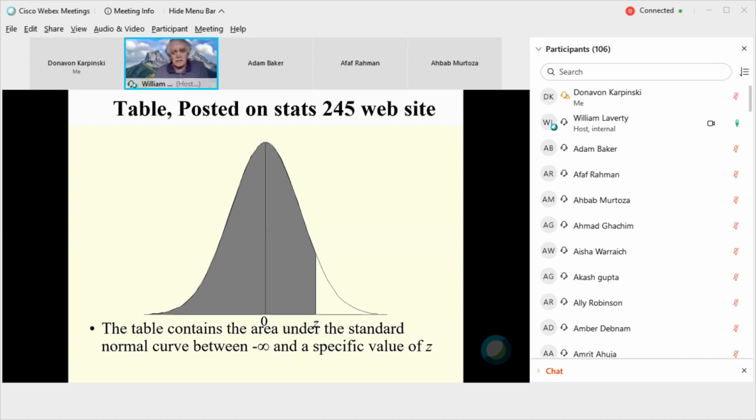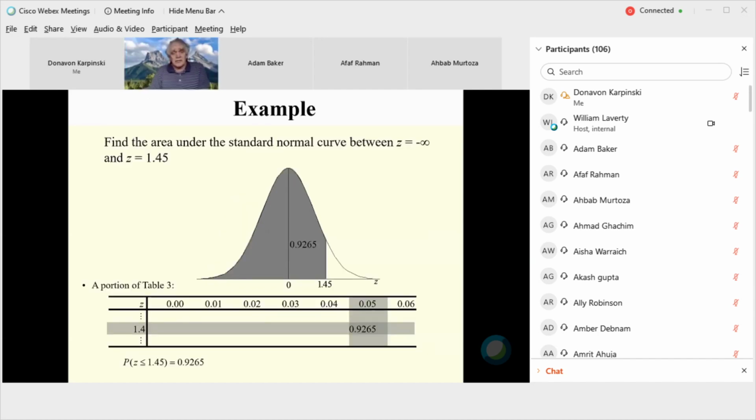The table that's given gives the area from minus infinity up to Z for various values of Z. There's a portion of the table. I want the area between minus infinity and 1.45. That's this shaded area here. If I go into the table, the value of Z is 1.4. The top gives you the third digit. There's the 1.45. Looking down, you get 0.9265. That's this shaded area here. This can be computed for most values of Z.